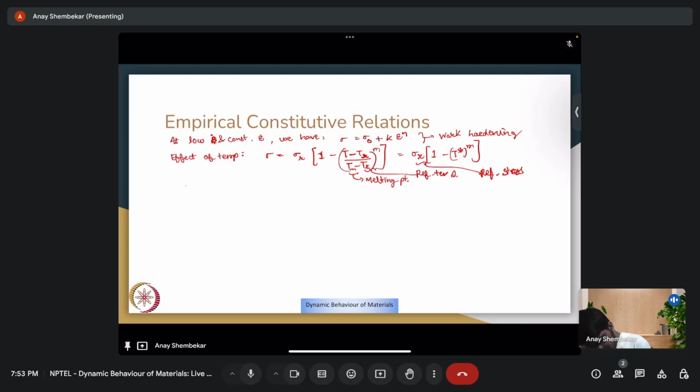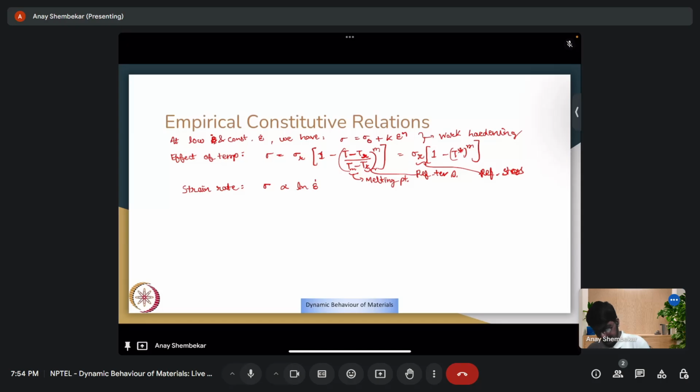One more important observation is that strain rate affects flow stress as directly proportional to the logarithm of the strain rate. And this direct proportionality between flow stress and logarithm of strain rate is seen even when the strain rate isn't too high.